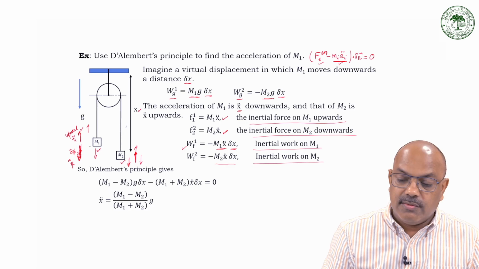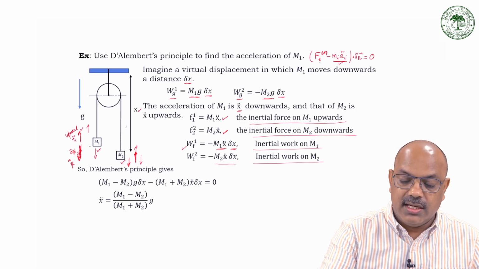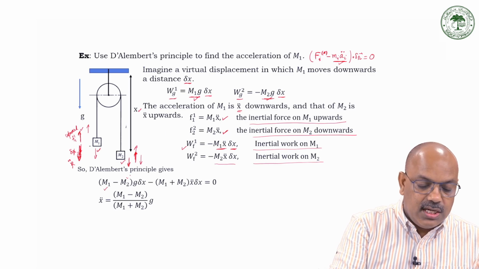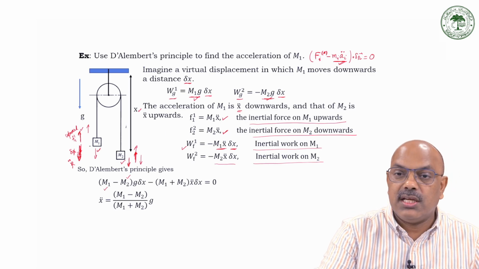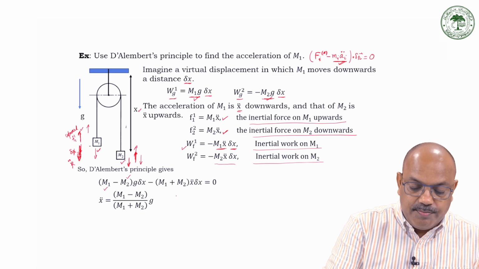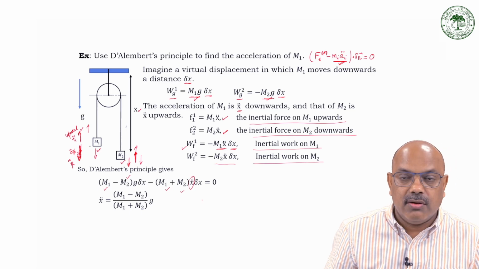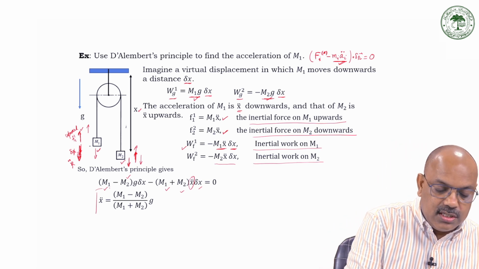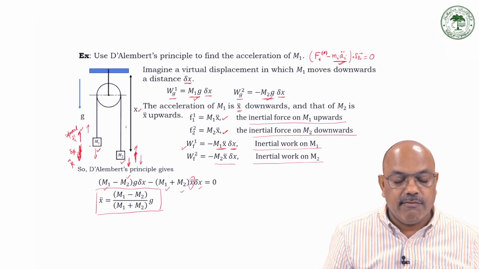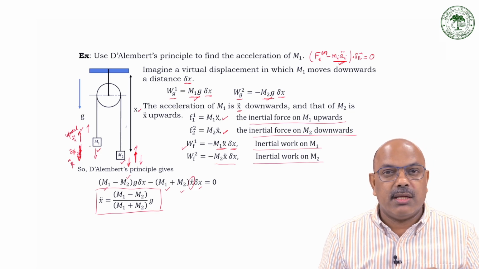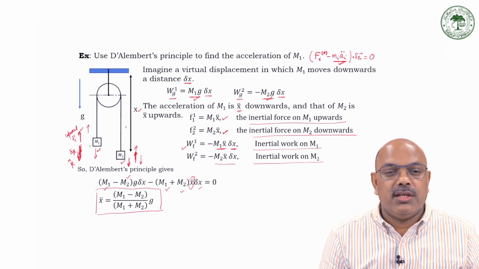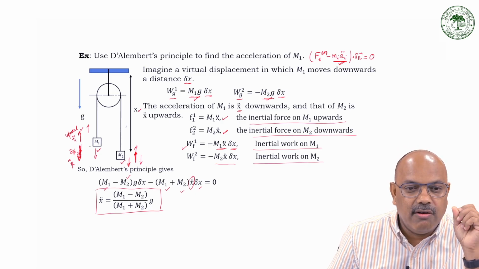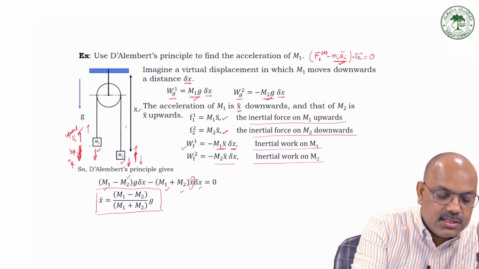So the applied forces are m1g and m2g, and the second term is the inertial forces, which is going to be m1 and m2 with the acceleration x double dot and delta x. If I put it equal to 0, what you get for x double dot is m1 minus m2 upon m1 plus m2 times g. So this is the acceleration of m1.